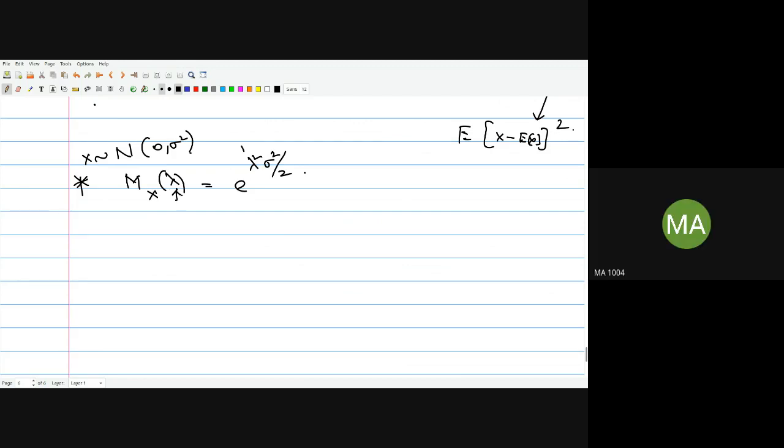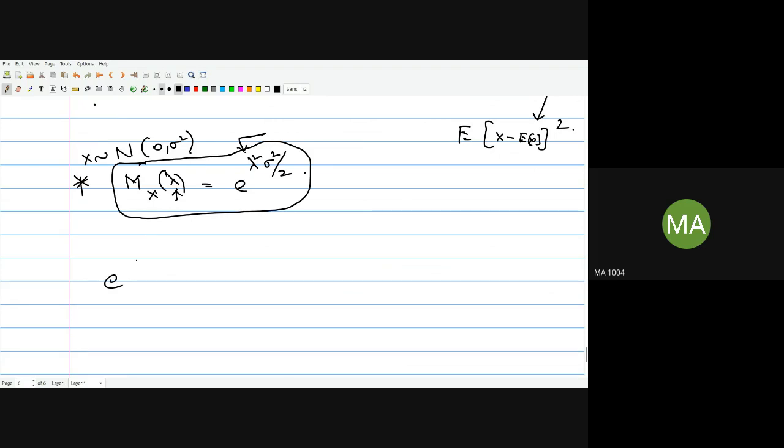See, the professor also said something, right? Even if I woke you up at midnight, you should remember this. We will give it to you in the exam, but in future, the professor's intention is that you should never forget this moment generating function for the normal distribution with mean 0 and variance sigma square.